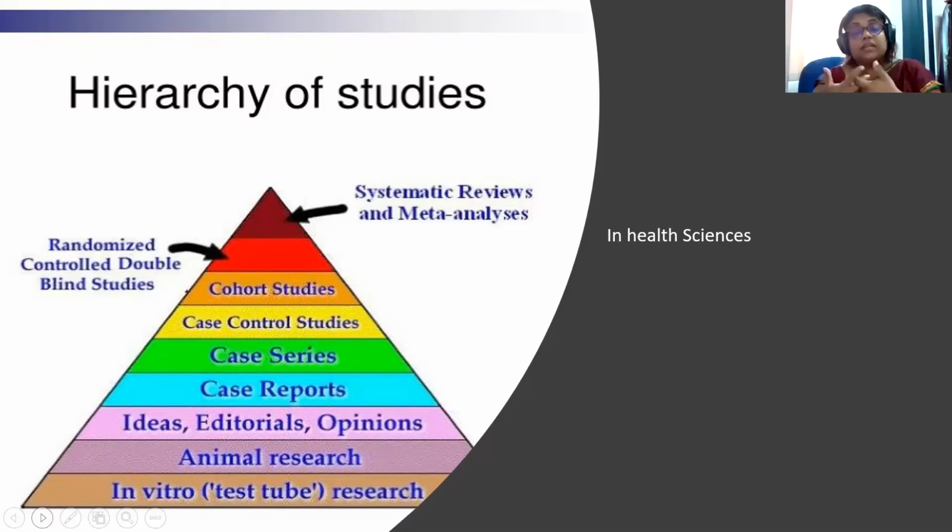And once you get some experience at this level, you can go up this particular ladder up to, as I told you, the systematic reviews and the meta-analysis. And the randomized controlled trials are basically just to recommend the drugs for manufacturing. So that is very much higher in this level.